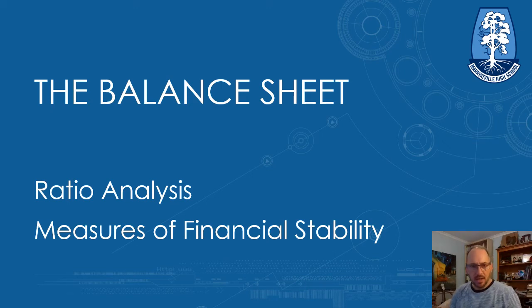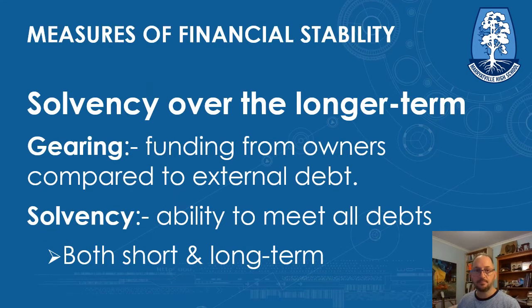In this video, we're going to have a look at the balance sheet and in particular ratio analysis, a couple of ratios as measures of financial stability. Now we're shifting to solvency. We've gone from liquidity in the short term to solvency over the longer term.